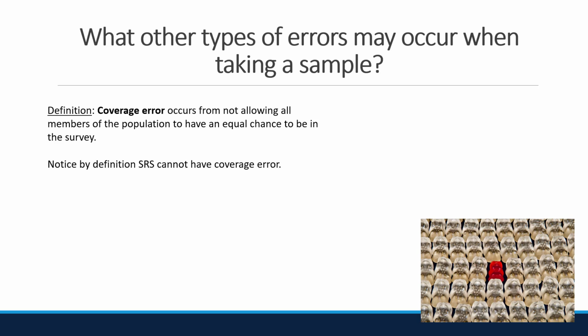Definition. Coverage error occurs from not allowing all members of the population to have an equal chance to be in the survey. Notice, by definition, a simple random sample cannot have coverage error.